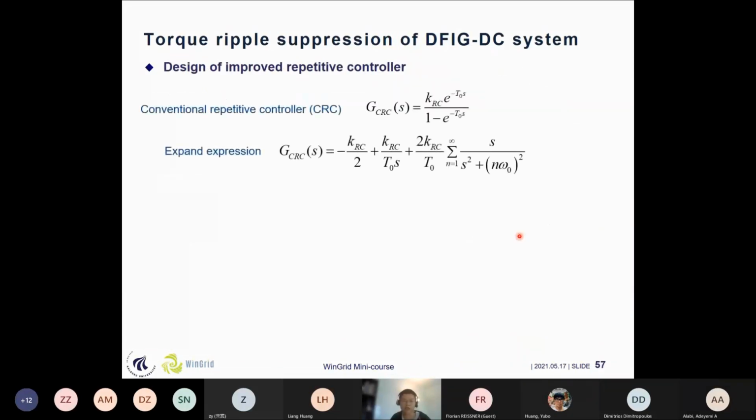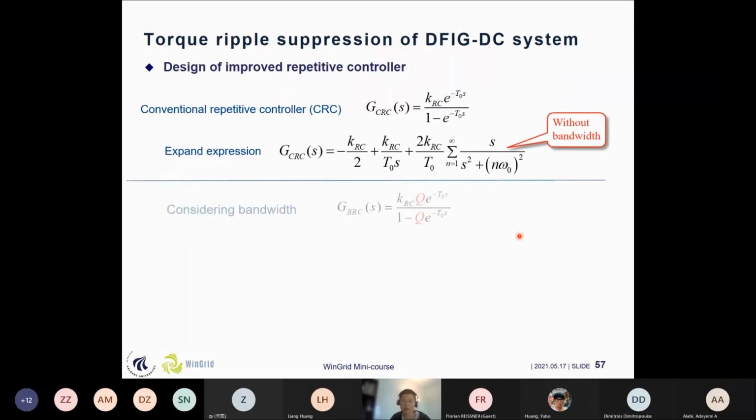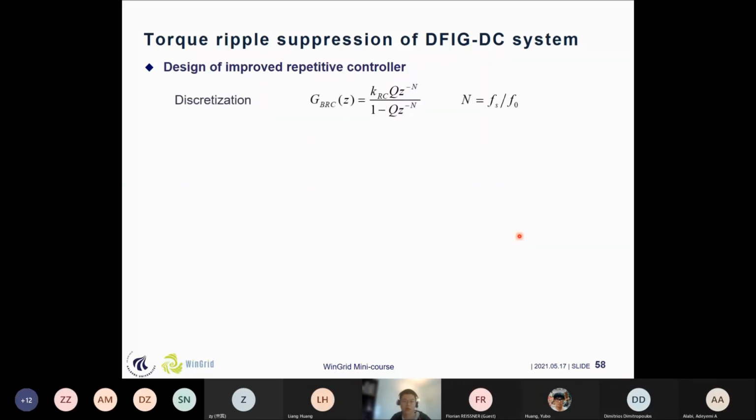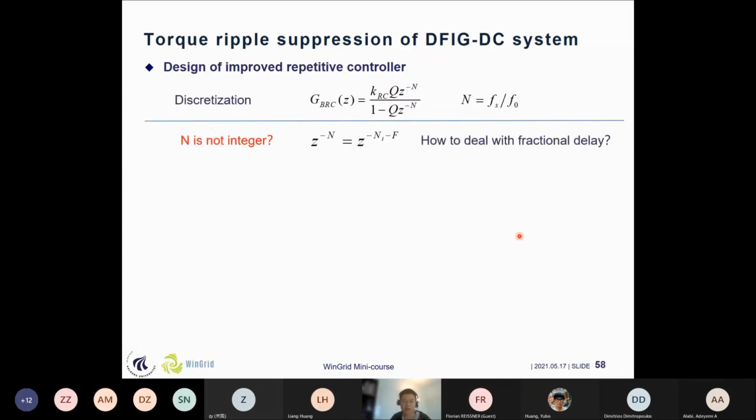So I think the repetitive controller has this characteristic. And this is the design of the improved repetitive controller. Due to the time limitation, I won't go into the details of how to design it, but we can see that the difficulty is in achieving it in the DSP controller.